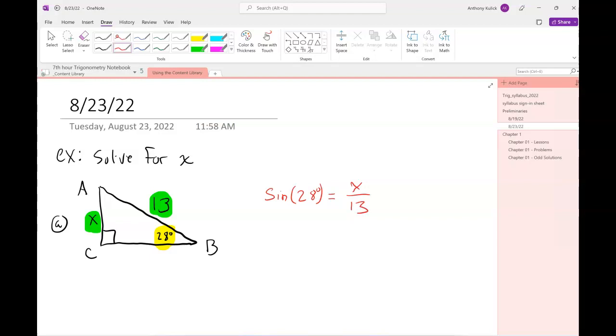Okay, so the geometry is now over. All we're doing now is solving this equation for X. So to get the X by itself, what should I do? Multiply both sides by 13. Good. Because multiplying by 13 is going to cancel out the dividing by 13. And now it's calculator time.